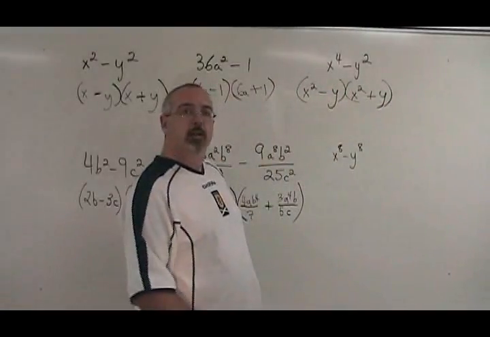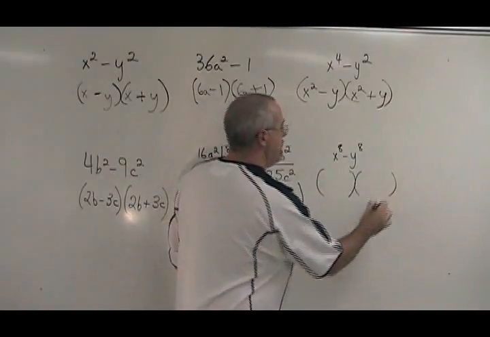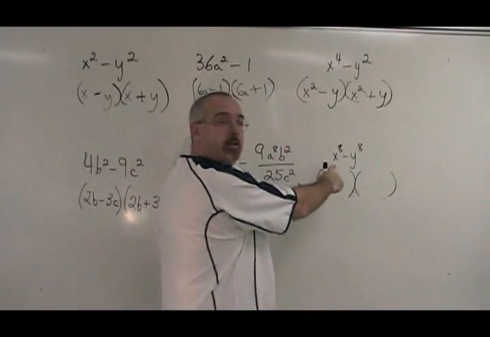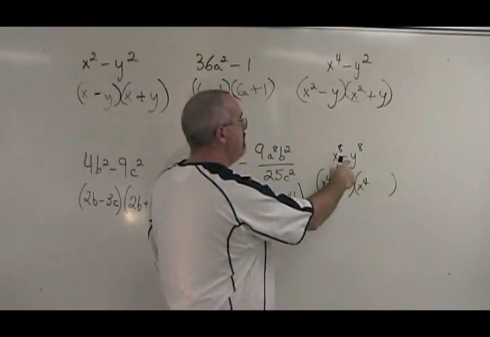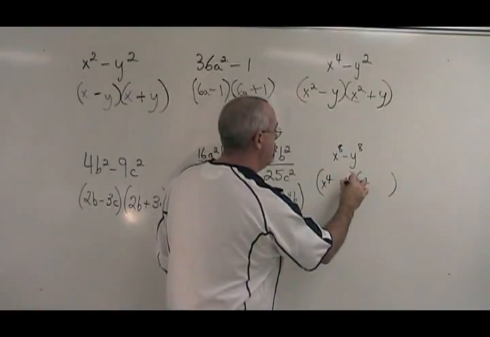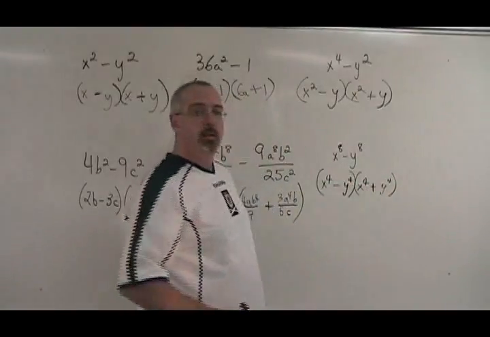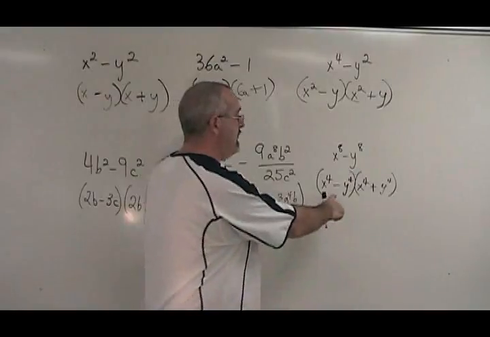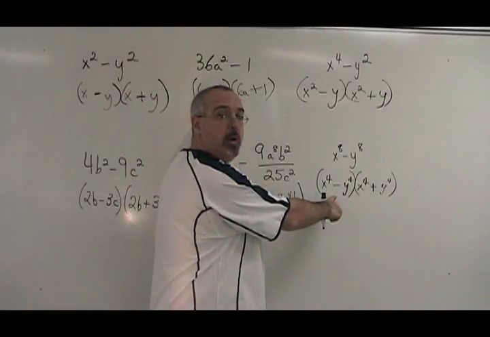Finally, let's do one that's a little bit more tricky. It doesn't look tricky. You write your binomial brackets. The square root of x to the 8 is x to the 4. The square root of y to the 8 is y to the 4. One minus and one plus. The only thing that makes this tricky is that we have a difference of squares as one of our factors, so we have to keep going.